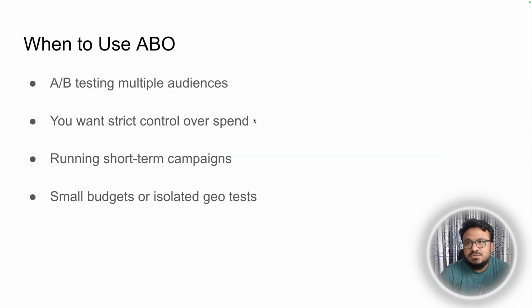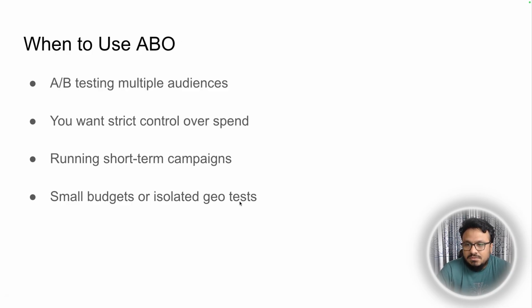So sometimes we want to test different creatives or do something on ad sets where we want the ad set to spend a certain amount. You want strict control over each ad set and your overall spend. In that case, you want to do ad set budget optimization. Also, if you're doing short-term campaigns, like for 30 days or something, there's nothing to test, there's no CBO to do. So in that case, you'll do ad set budget optimization.